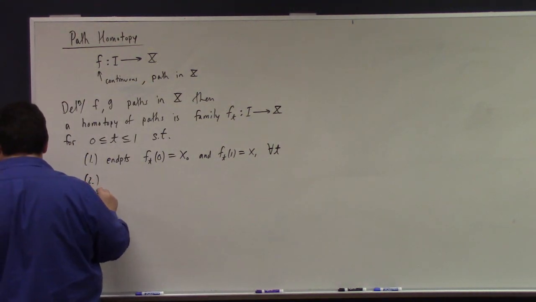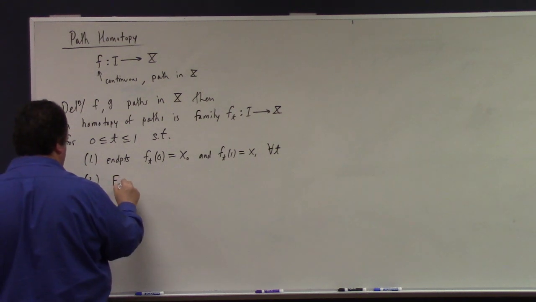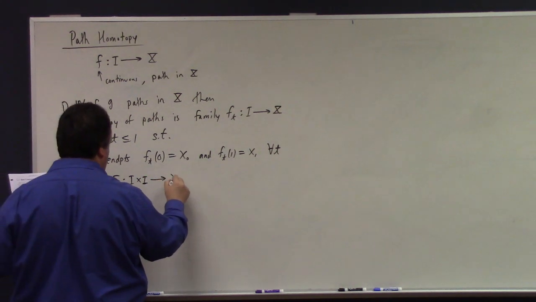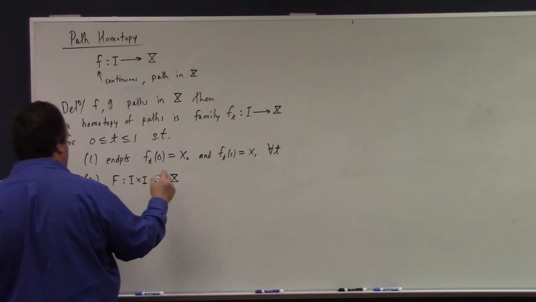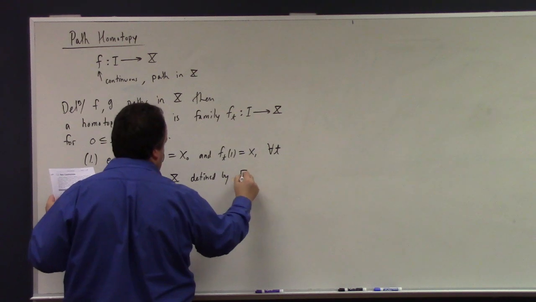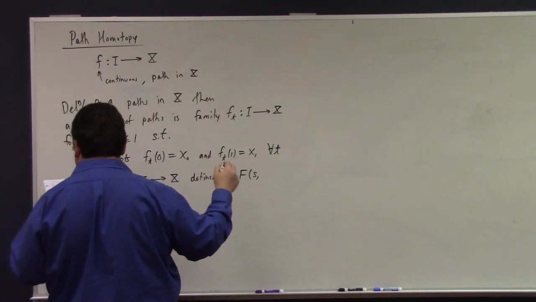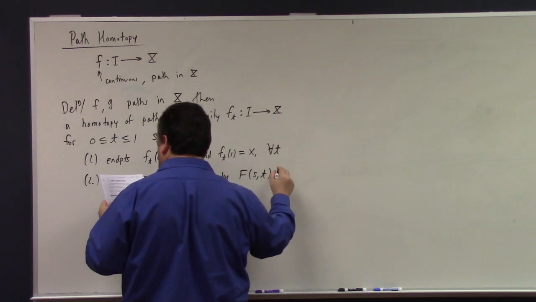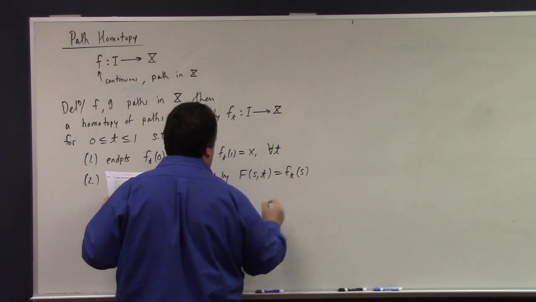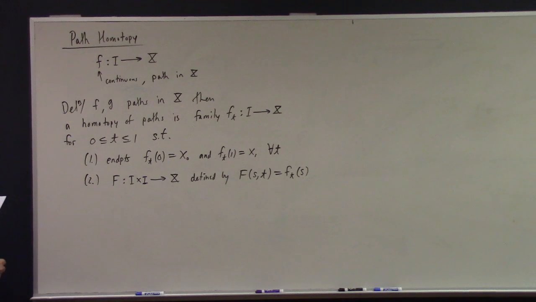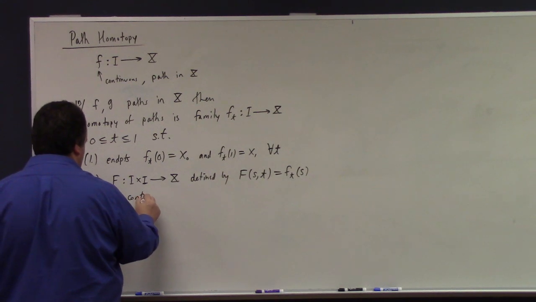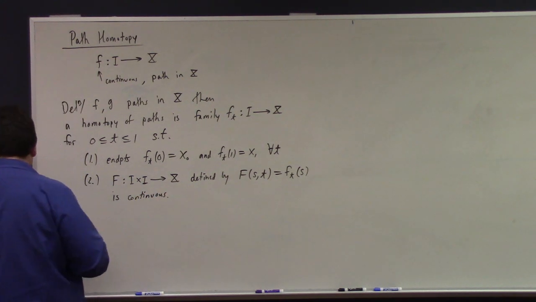And 2, the associated map F from I cross I, and I think usually this is called the homotopy, but he calls it the associated map, which is cool. Defined by, I mean, he's right that the f sub t is really more primary in terms of the intuition, and this is really just a formal construction to capture the necessary continuity between the different members of the family. But this is continuous. I think I need to say a little bit more in terms of the setup here.